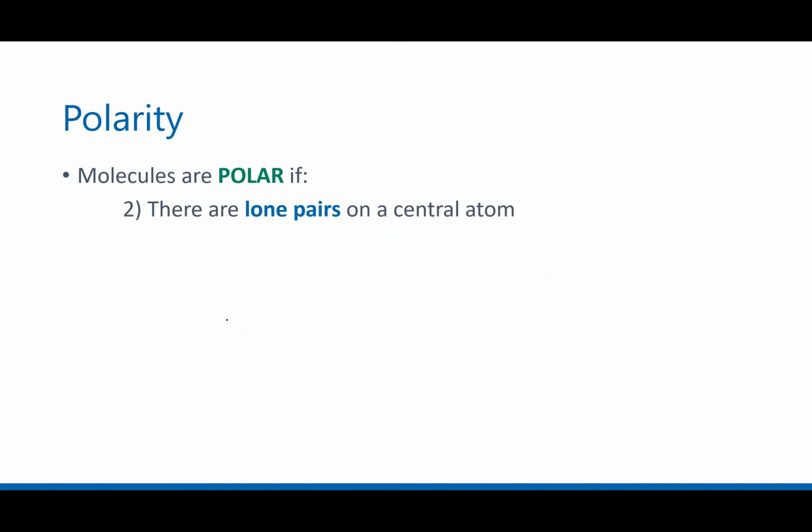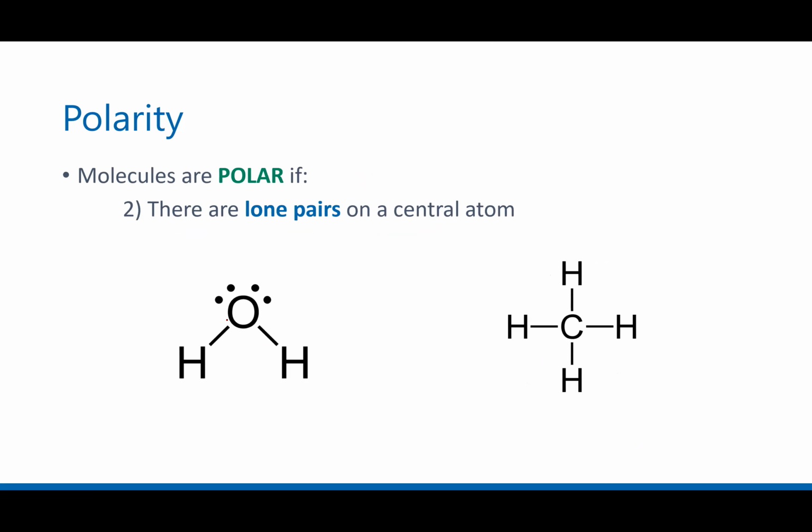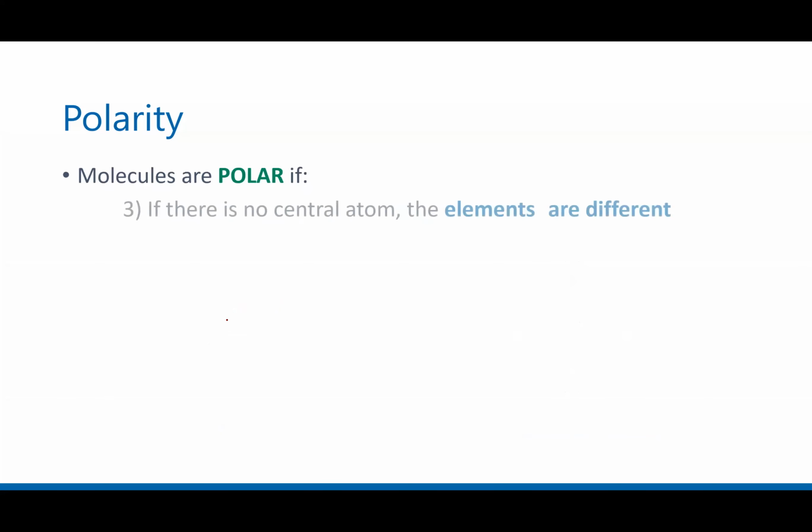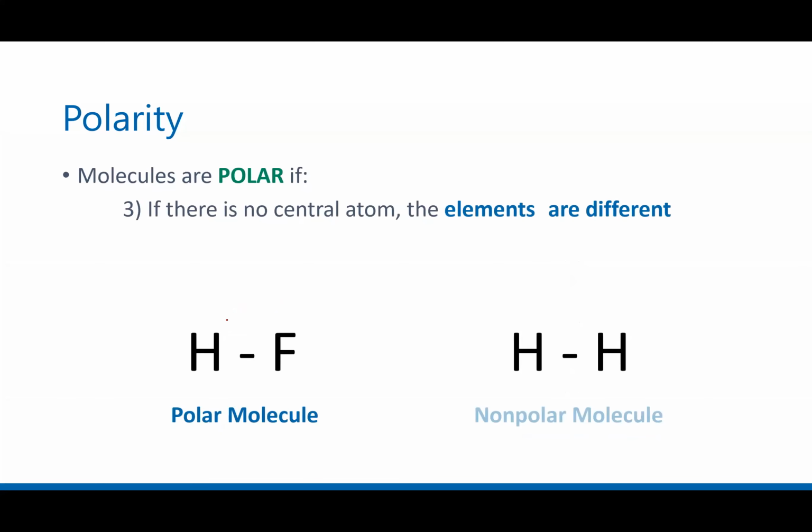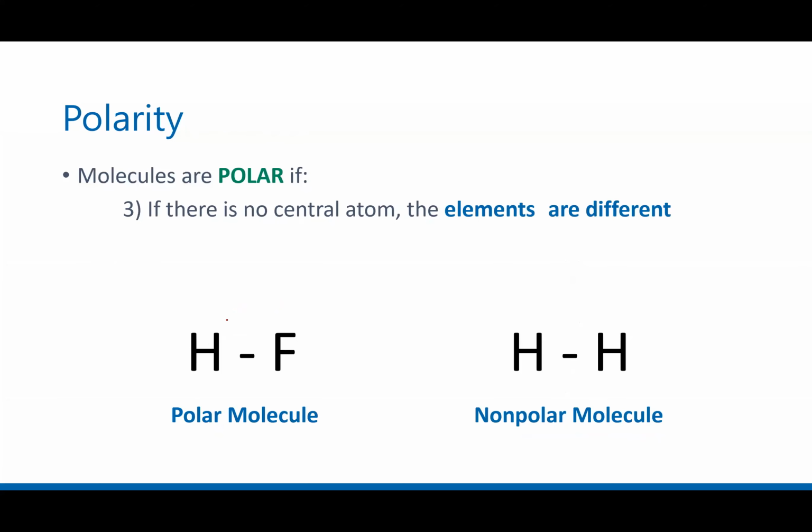Molecules are polar if there are lone pairs on the central atom. So again, I have water on the left and methane on the right. Water here is polar because there are lone pairs on the central atom. And the third one, molecules are polar if there is no central atom and the elements are different.